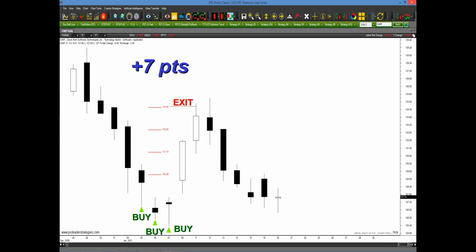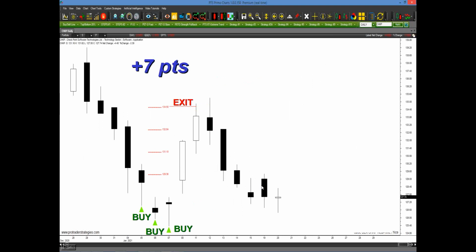How about this example here in CHKP? We had a cluster of buy signals at the beginning of January, and in about 3 days, exiting at the 4th level, you could have made a quick 7 points. Now the market starts to sell off again, and you're happy because you've sidestepped the sell-off. You're not in the market anymore. But is this the beginning of a downtrend?